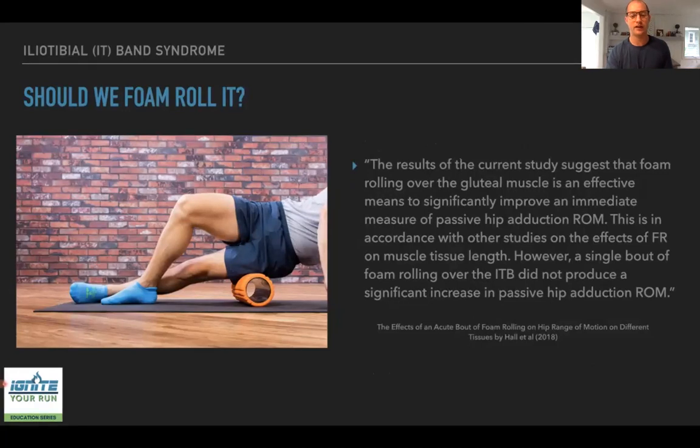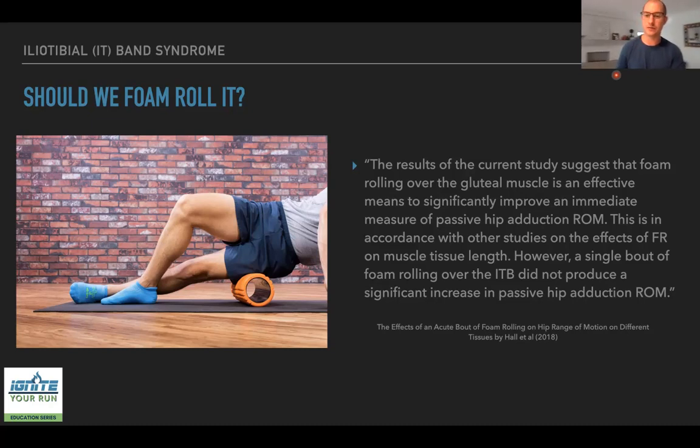Now, should we foam roll it here? I made sure to include this quote from the research because I know I've talked about foam rolling a lot in different capacities, so you can see where I'm pulling this information from. The results of the current study suggest that foam rolling over the glute muscle is an effective means to improve an immediate measure of passive hip abduction. So let me show you guys so you can see it. Adduction means if you're standing here, that leg is being able to come under the body, which we think of as lengthening that IT band. So actually foam rolling the glute muscle helps improve flexibility of the hip in that direction.